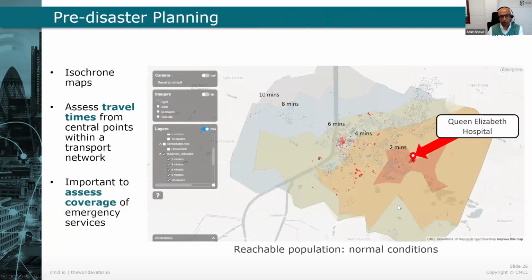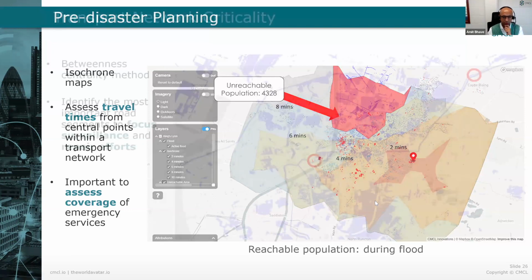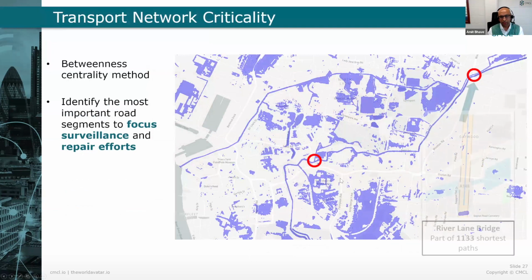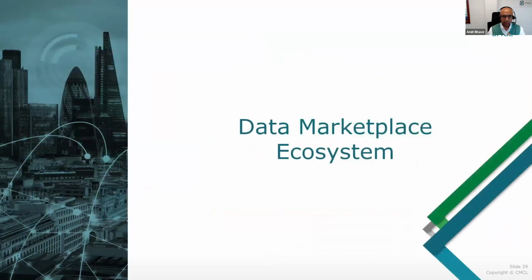It can also help you with the isochrones. In this case, the isochrones stand for travel times from a central point, in this case a hospital, and you can quickly identify vulnerable population that is unreachable. Again, using the same extension, the same knowledge graph developed in CReDo, but with an added domain of transport here. You can also identify critical roads based on the knowledge graph frameworks, where you can then focus on the resilience.